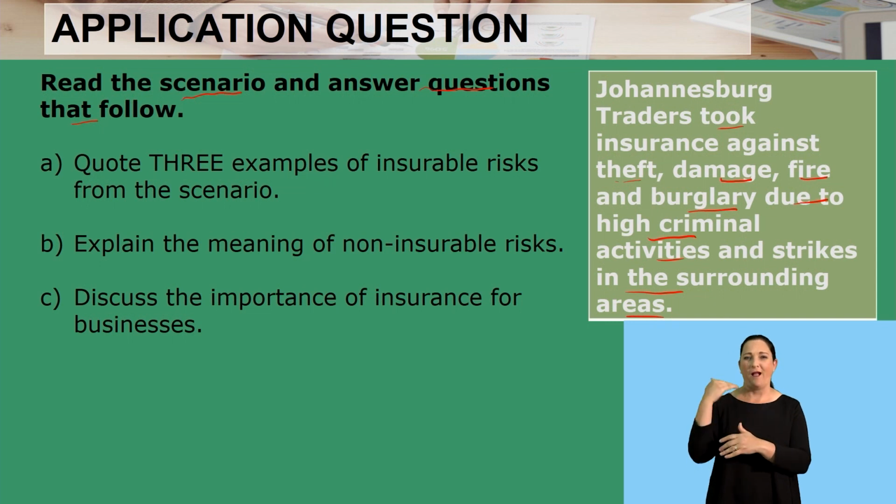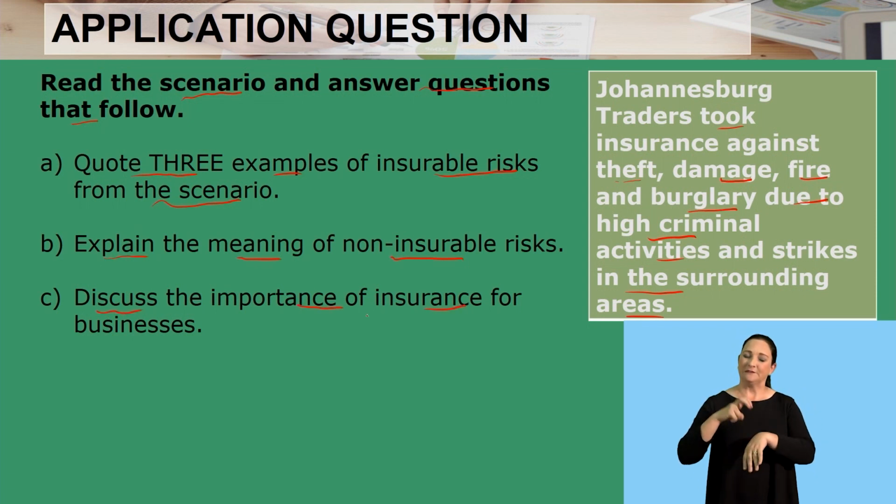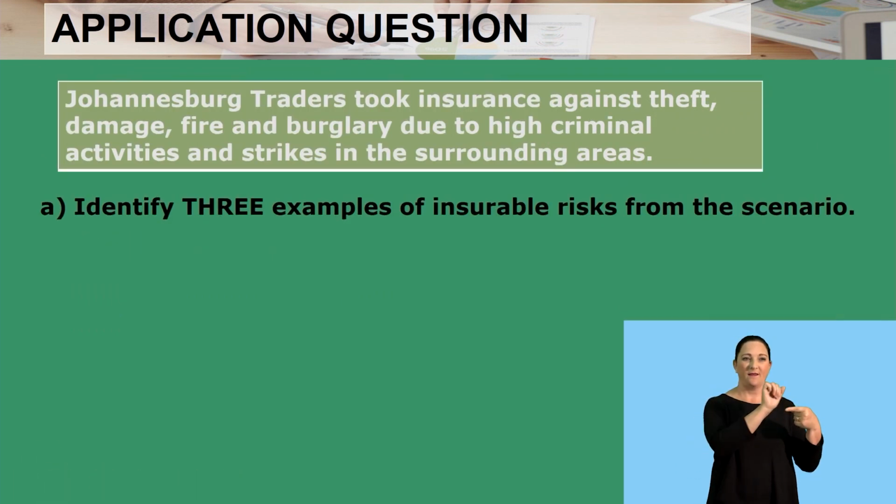So we have A, which says to us as a question, quote 3 examples of insurable risks from the scenario. That's one. Then B says to us, explain the meaning of non-insurable risks. And then option C as a question says, discuss the importance of insurance for businesses. Now let's start with option A as a question.